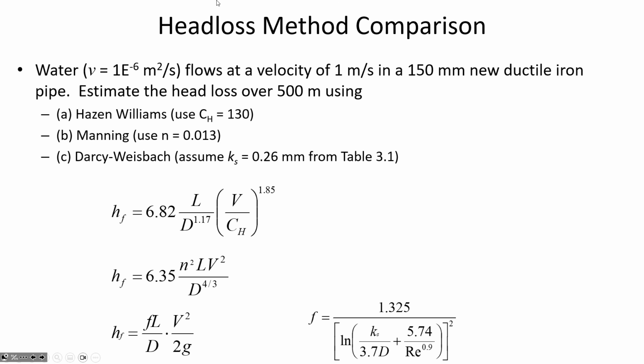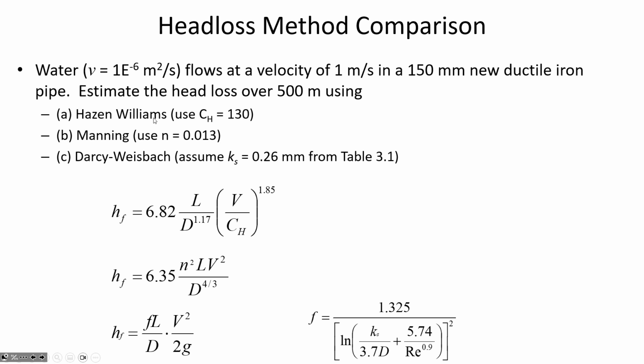What we have is water flowing through a pipe at a velocity of 1 meter per second. So the pipe in question is ductile iron, and it's new ductile iron because the age of the ductile iron affects the roughness. If you go into the tables, you'll find a different C sub H value or n value or k sub s depending on the condition of the ductile iron. So it's 150 millimeter diameter, and we want to know how much head loss due to pipe friction there is across a length of 500 meters.